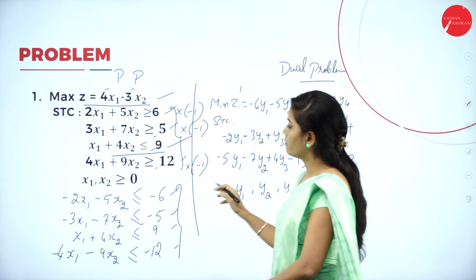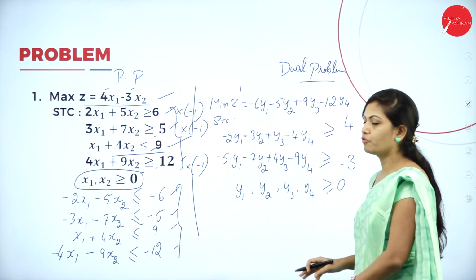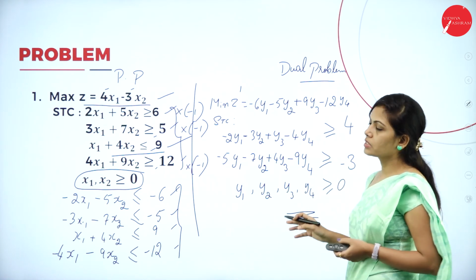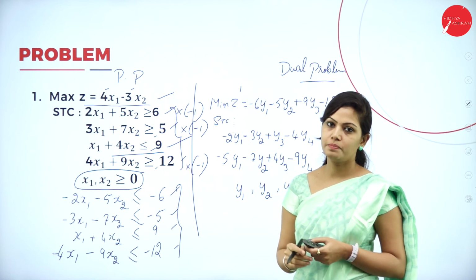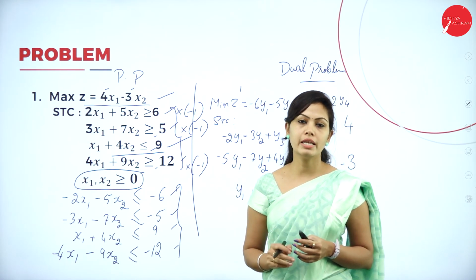Before, we had only 2 variables here. So now you can observe this: I got 4 variables, y1, y2, y3, y4. So now this is in dual form. So this is about your primal to dual conversion.